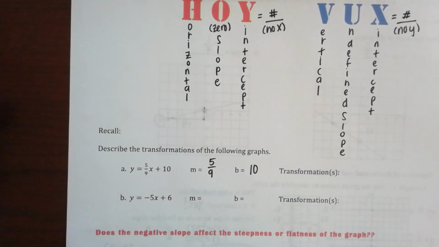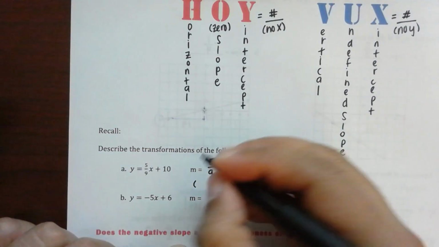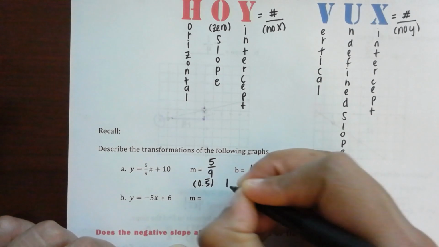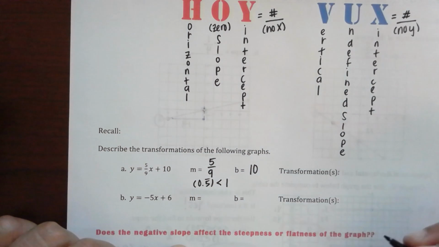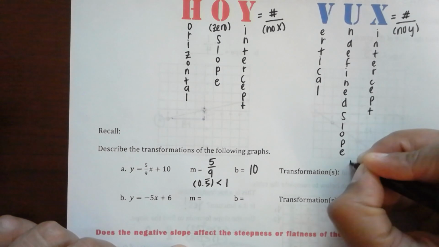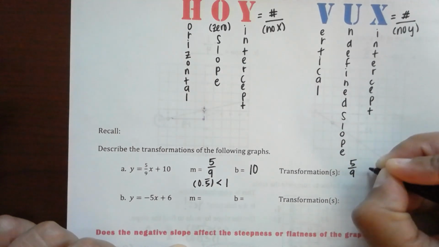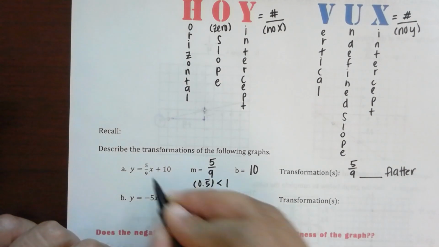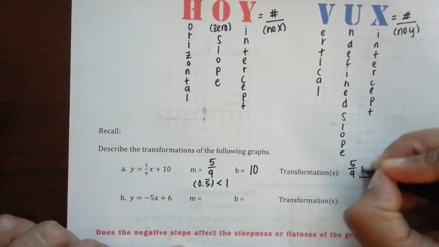What decimal did you get? 0.5 repeating. How does that compare to 1? It's lower than 1. So it's less than? So what kind of transformation is that? Not steeper, if it's less than, flatter. So how would I write that? 5 over 9, flatter. What is this doing to x? What operation? Multiplication. So what word goes there? Times.